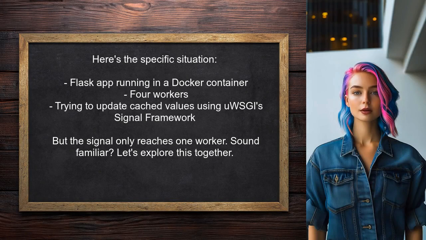Let's look at the specific situation you're dealing with. You mentioned that you have a Flask app running in a Docker container with 4 workers, and you're trying to update cached values across all of them using uWSGI's signal framework. But despite targeting all workers, the signal seems to only reach one. Sound familiar? Let's explore this together.